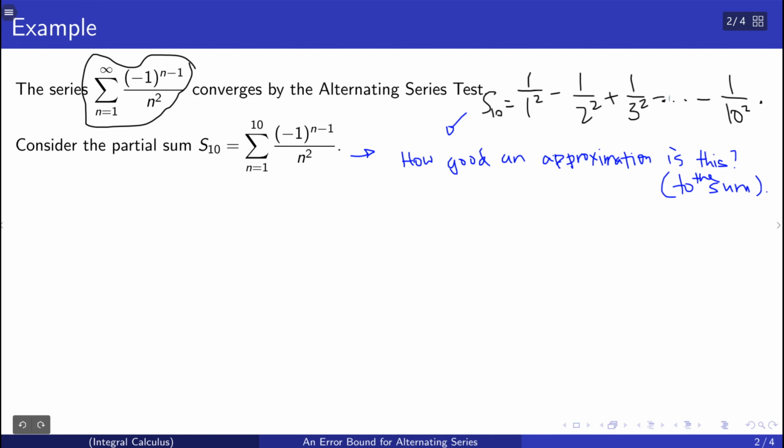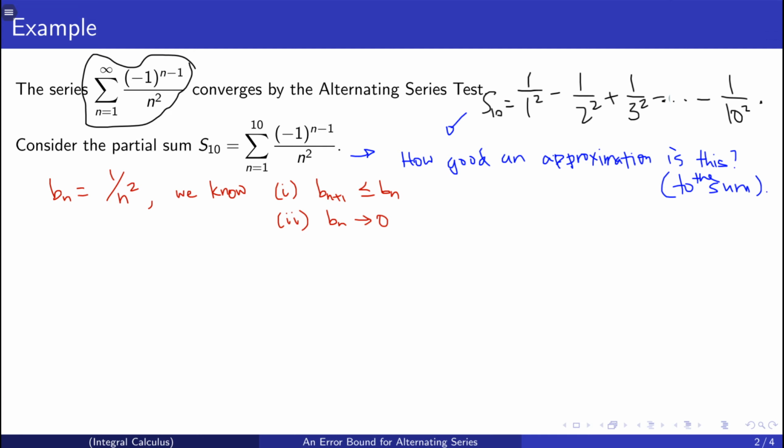Now, think about those two conditions that make this series converge in the first place. What are the two conditions again? If b sub n is equal to whatever that positive part of each term is, then we know two things: b sub n plus 1 is smaller than or equal to b sub n for all n, and b sub n approaches 0. The important thing here is this first property.